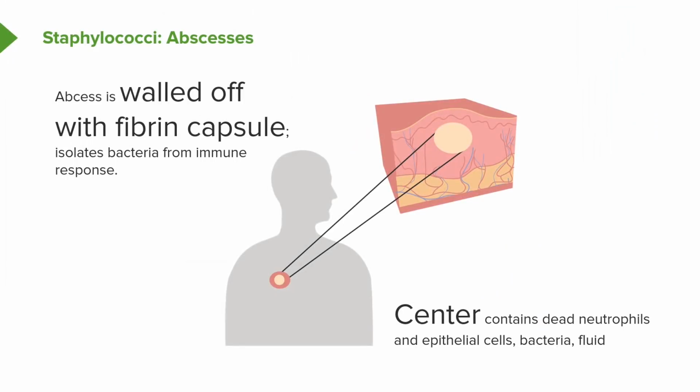Within this boil or abscess, we have dead neutrophils, which are killed by the bacteria, and this produces the pus. We have epithelial cells, we have bacteria, and fluid. And so this grows to a certain size. It's painful to a certain extent, and that's what an abscess looks like.